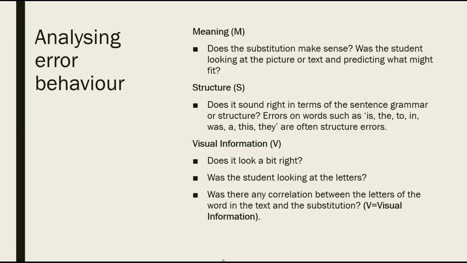These are some questions that you should ask to help analyse the miscues. For meaning, ask yourself, does the substitution make sense? Was the student looking at the pictures or text and predicting what might fit? For structure, does it sound right in terms of the sentence grammar or sentence structure? Errors on words such as is, the, to, in, was, a, this and they are often structure errors. And for visual information, does it look right? Was the student looking at the letters? Was there any correlation between the letters of the word in the text and the substitution?